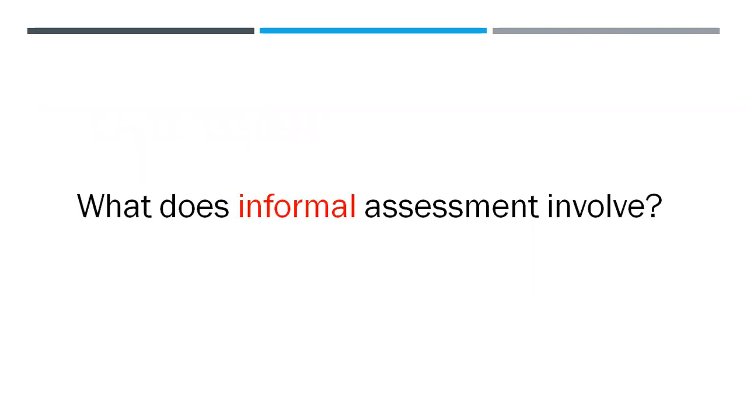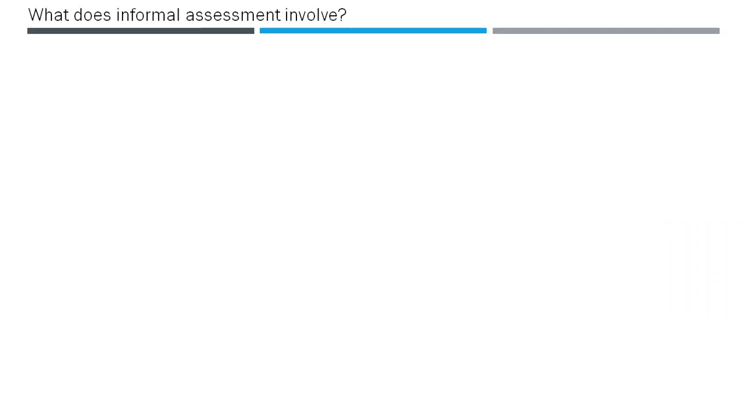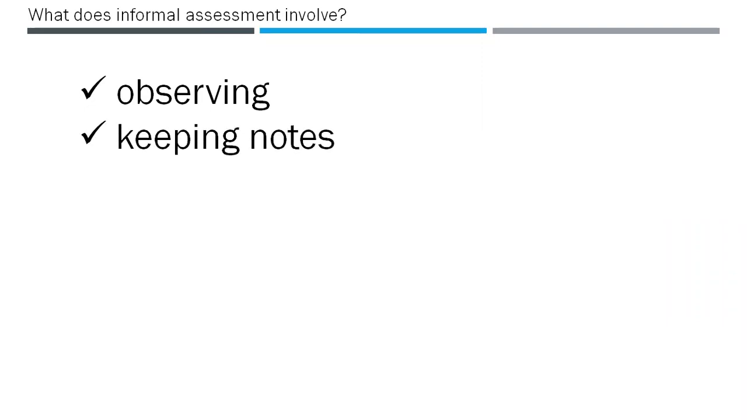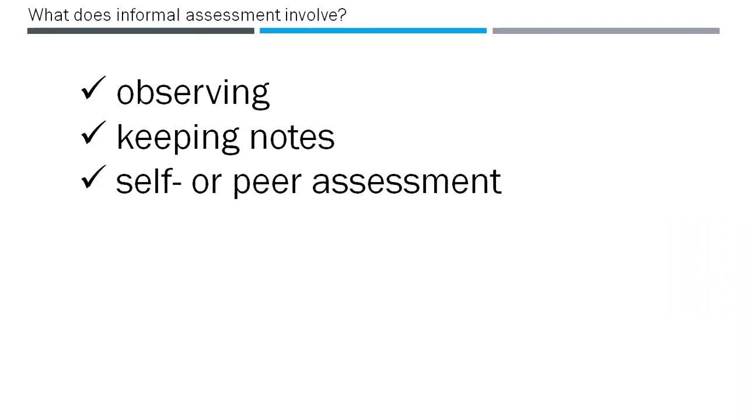Well, and yeah, some tasks may be informal, some assessment may be informal. So let's go into a bit more detail about what informal assessment involves. So some informal assessment methods are observing learners' spoken or written work and answers to comprehension tasks. Like you can keep notes on how the learners perform. You can ask your learners to complete self or peer assessment sheets.